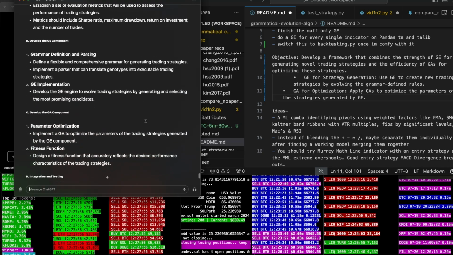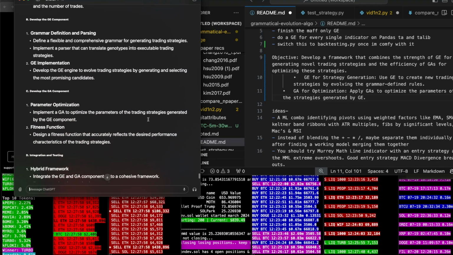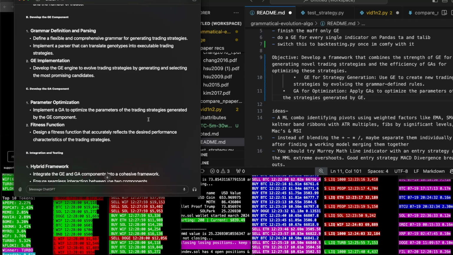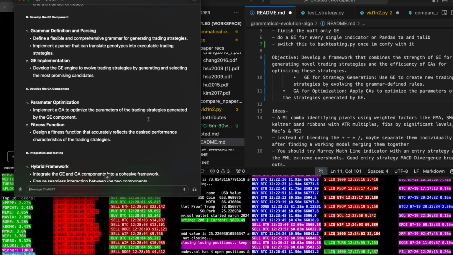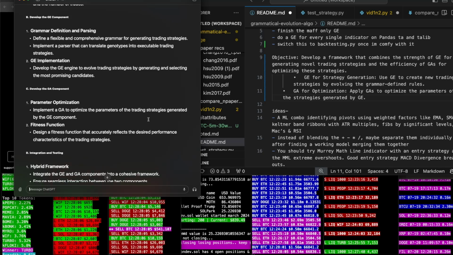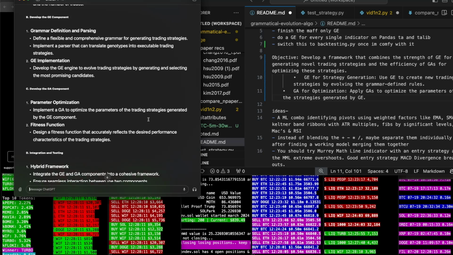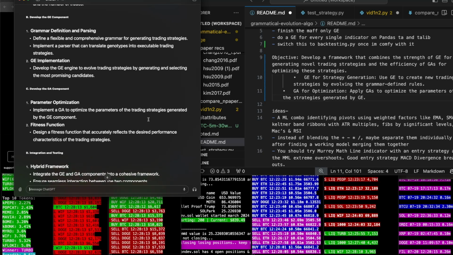Develop the GE component. So grammar definition and parsing. Define a flexible and comprehensive grammar for generating trading strategies. Implement a parser that can translate genotypes into executable trading strategies. GE implementation.